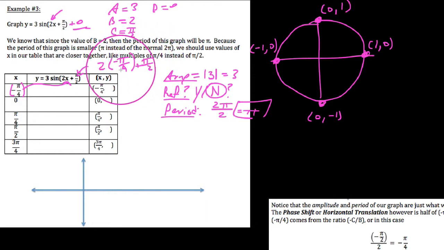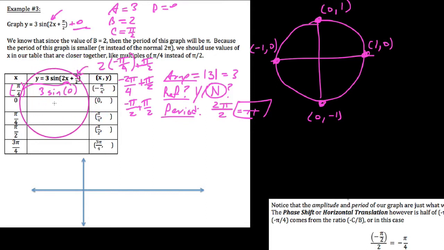And so I want you to see what we get here. We get negative 2 pi fourths, which is negative pi halves, plus pi halves. So we get negative pi halves plus pi halves, and I want you to see that this basically simplifies into 0. So we get 3 sine of 0.